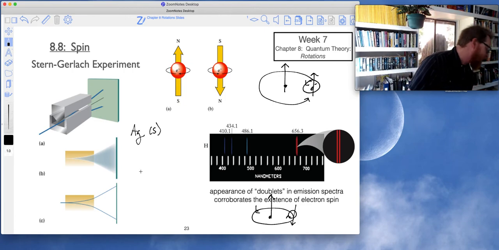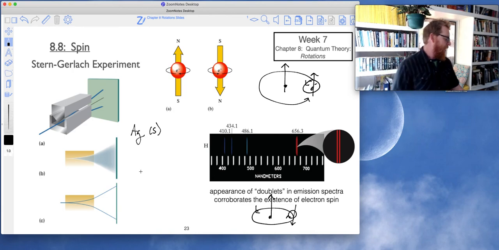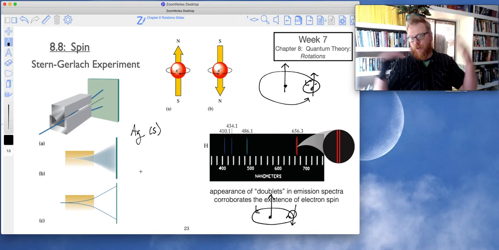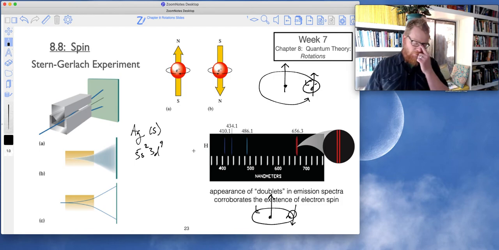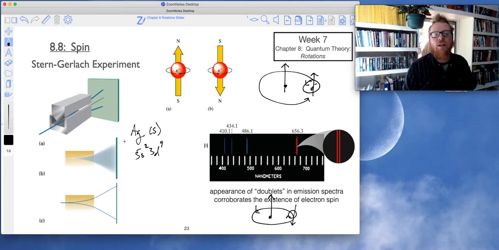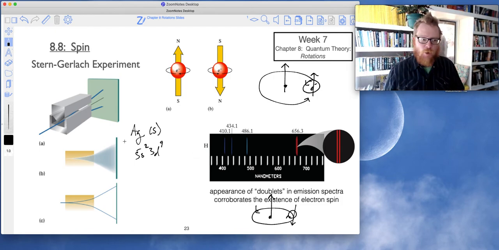Let's see here. Yes, it had to be silver atoms because if you look at silver plus, right, the 5s2 fills over and fills the shell. So we know that then that's really, right, 5s1, 3d, sorry, 5s2, 3d9, okay? So if electrons weren't spinning, okay, what they did in the Stern-Gerlach is they had this big magnet, north-south pole, okay?